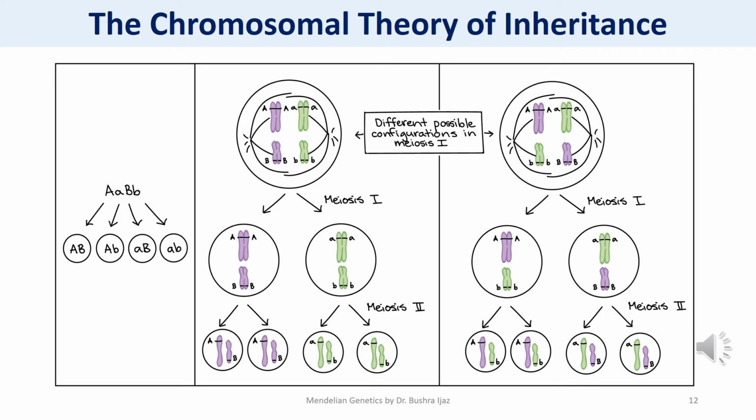Now, if the homologous chromosomes bearing the capital A and capital B alleles are positioned on one side of the metaphase plate, the homologues bearing the small a and small b alleles will be positioned on the other side of the metaphase plate, and capital A capital B and small a small b gametes will ultimately be produced. If, on the other hand, the homologues bearing the capital A and small b alleles are positioned on one side of the metaphase plate and the homologues bearing the small a and capital B alleles on the other, capital A small b and small a capital B gametes will ultimately be produced.